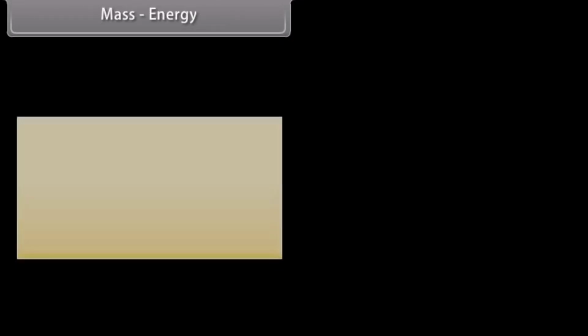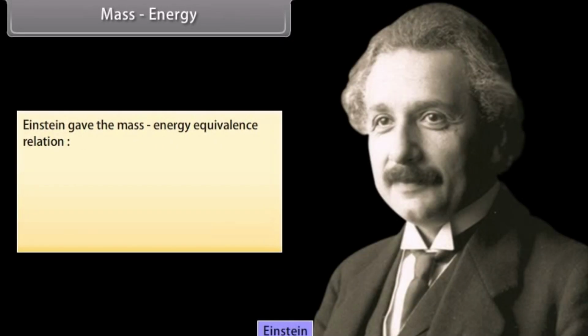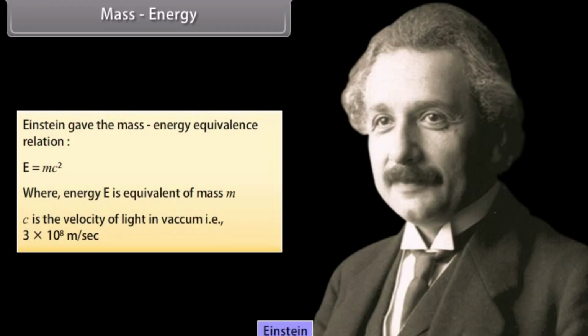Mass energy. Einstein gave the mass-energy equivalence relation: E = mc², where energy E is equivalent of mass m. c is the velocity of light in vacuum, that is 3 × 10^8 meters per second. Nuclear binding energy. Mass defect.